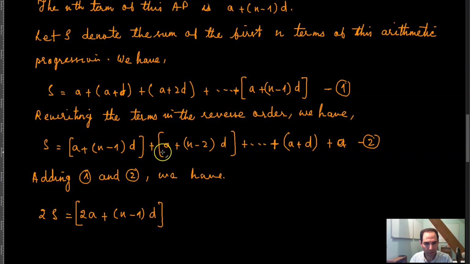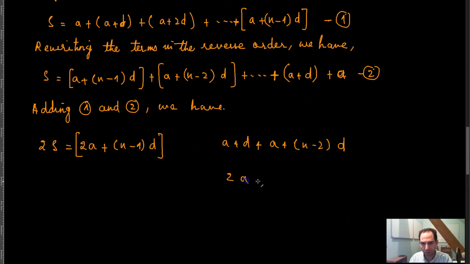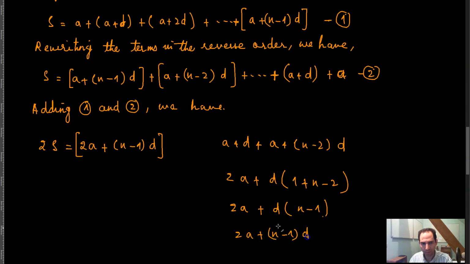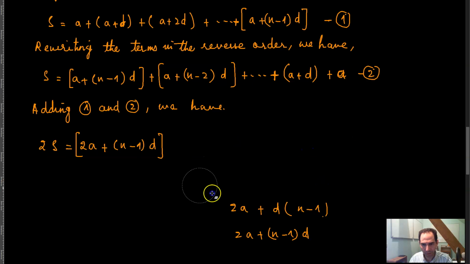And then over here you have a plus d plus a plus n minus 2 times d, which is equal to 2a plus d times 1 plus n minus 2, which is equal to 2a plus d times n minus 1. So that is 2a plus n minus 1 times d. The same thing again. So you have 2a plus n minus 1 times d.